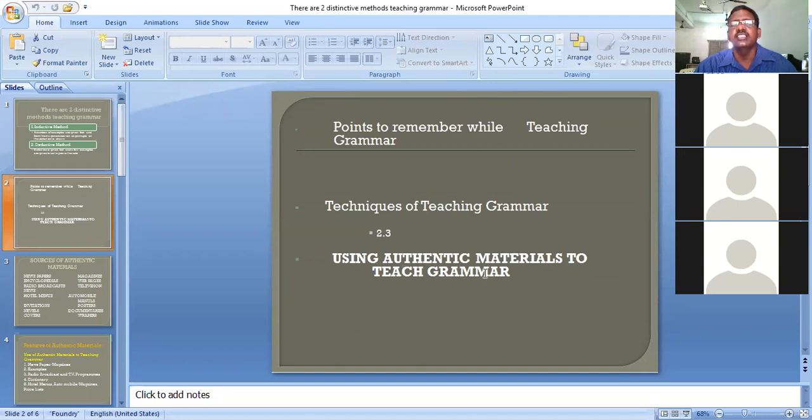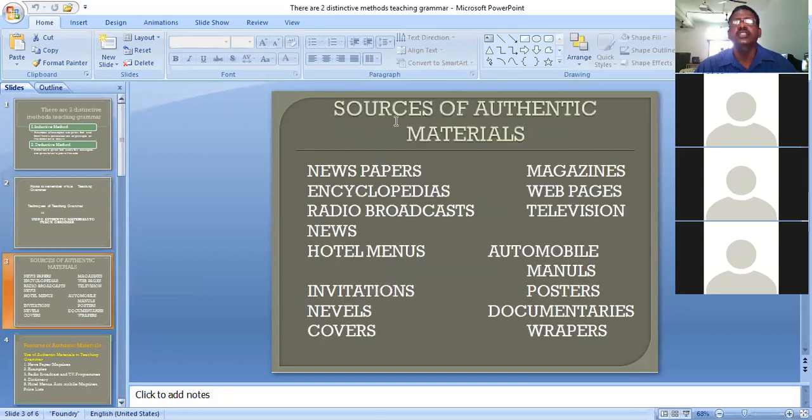Then next, using authentic materials to teach grammar. We are going to know about that. What are the sources of authentic materials?